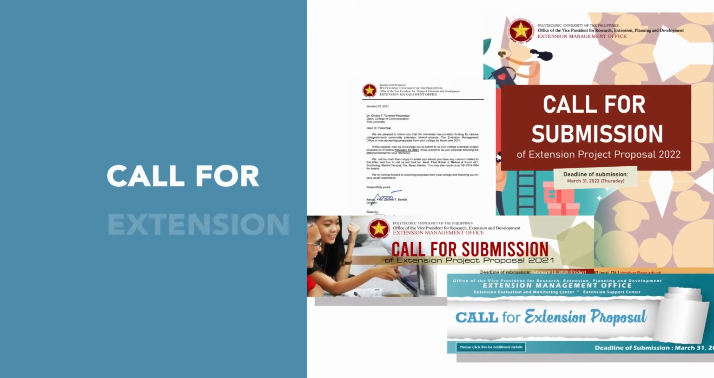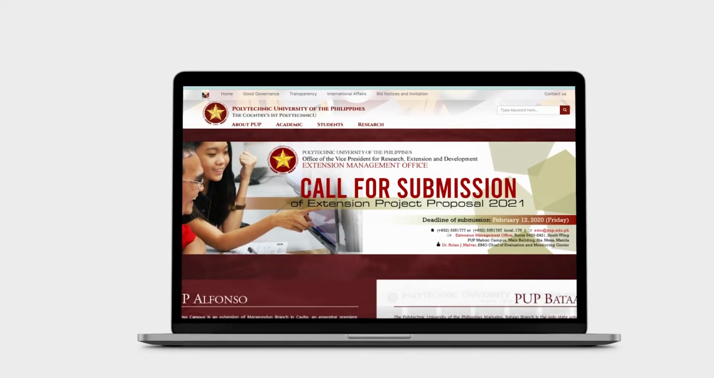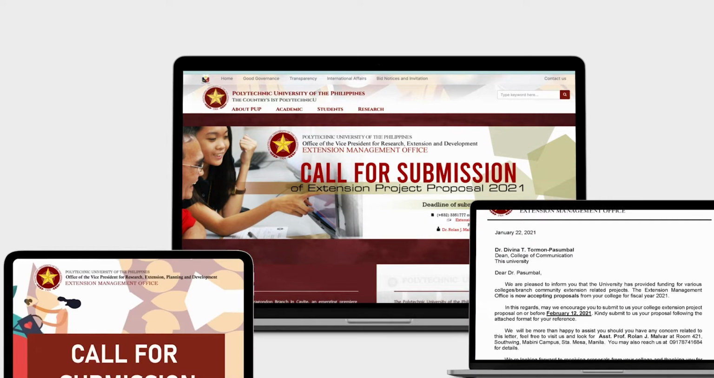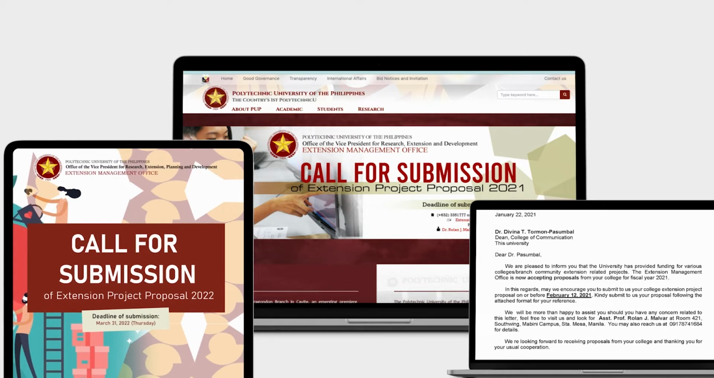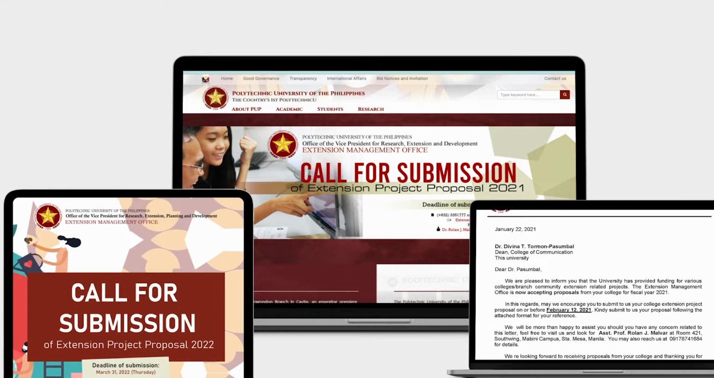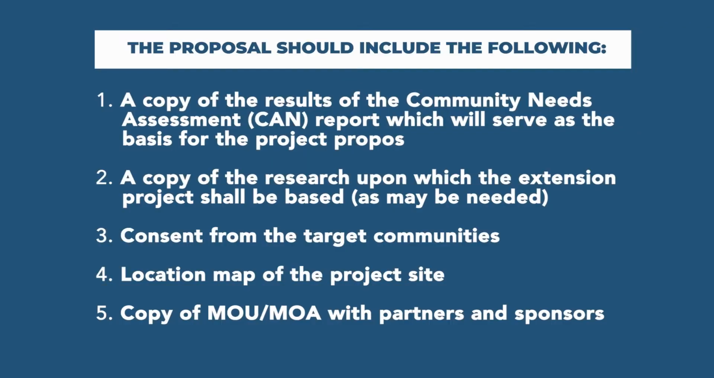Call for extension proposals. Through formal correspondences and media postings on various university publication platforms, the Extension Management Office shall invite faculty and staff from all PUP units to submit extension project proposals for funding. The proposal shall include the following.